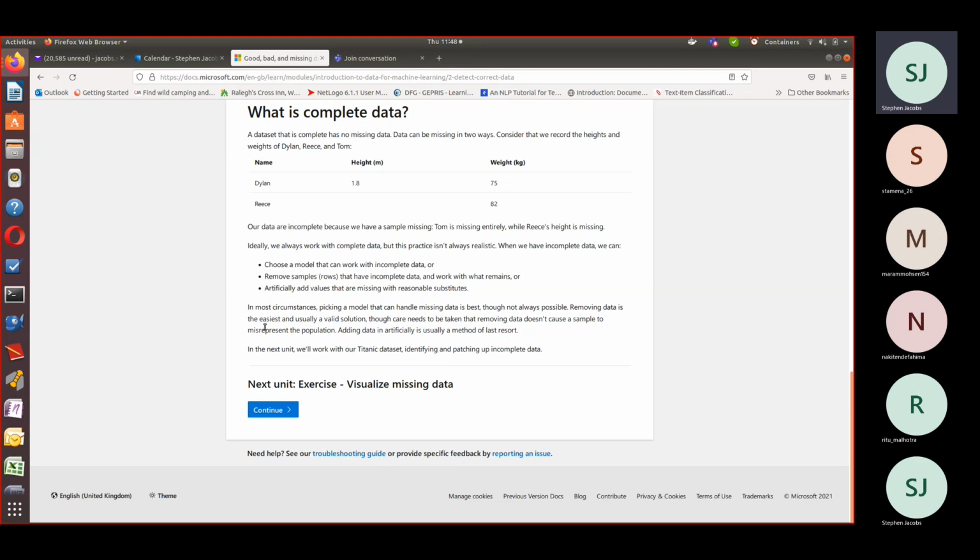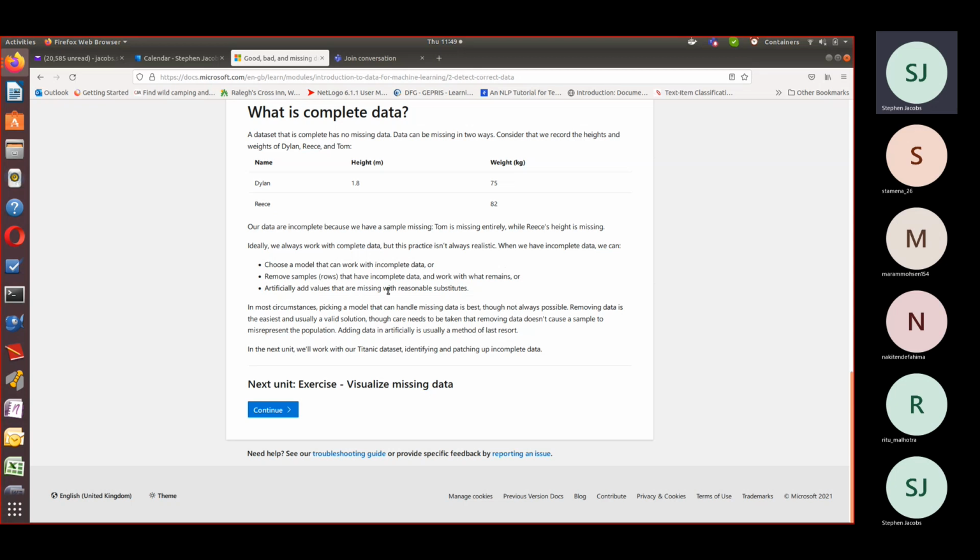So I guess we're close to the exercise there, visualizing the data. So ideally, we always work with complete data, but in practice, this isn't always realistic. When we have incomplete data, we can choose a model that can work with incomplete data, or remove the samples completely, the rows that have the incomplete data. That's what we did when we had the Visual Studio and Designer. We used data transformations to remove complete rows.